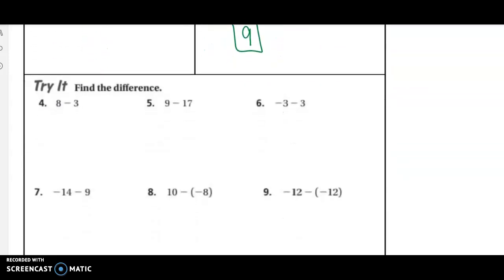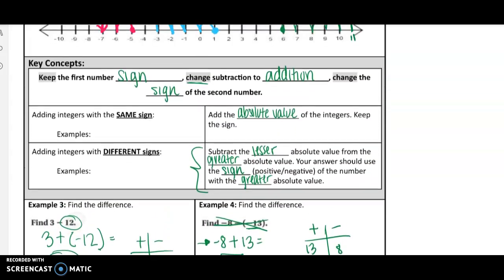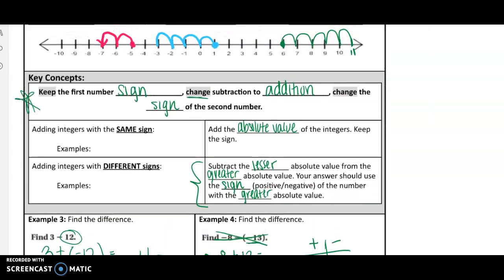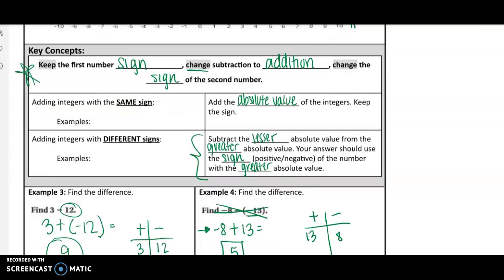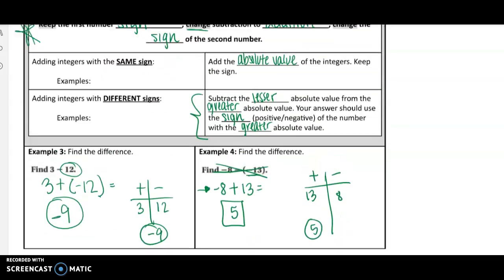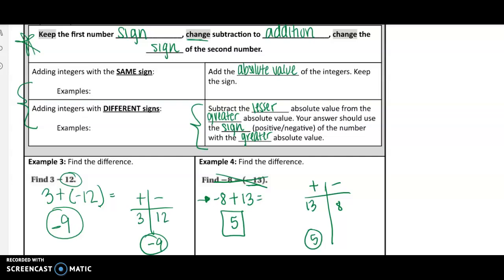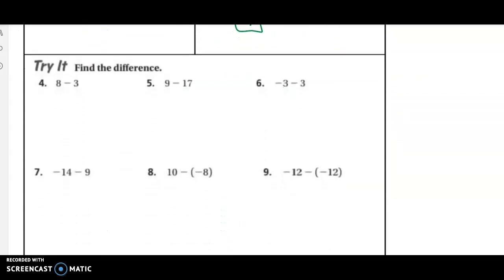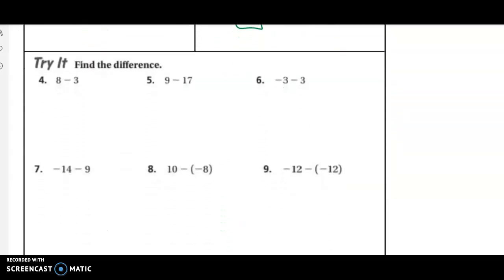Now I want you guys to do the try-its on your own. Don't forget to use these rules up here, these key concepts. Make sure that you rewrite your equation from subtraction to addition, and then you can use these addition rules. It makes it a lot easier if you do that first. So why don't you give those a try?